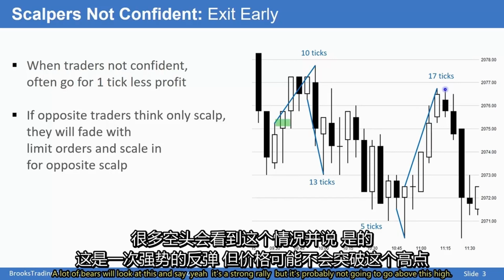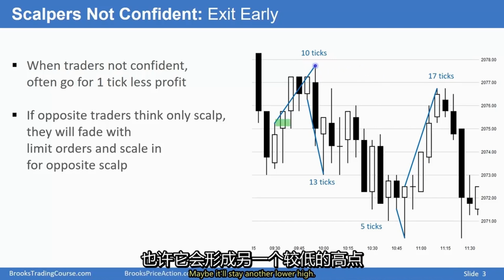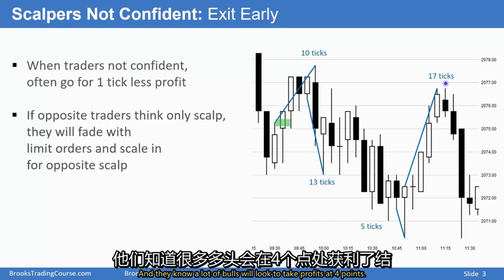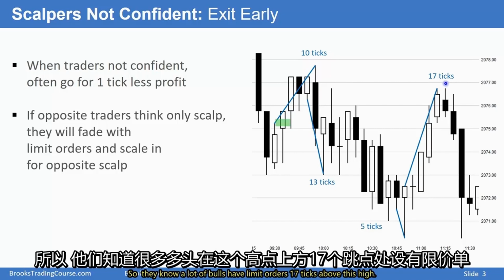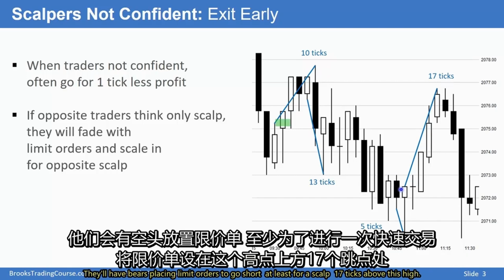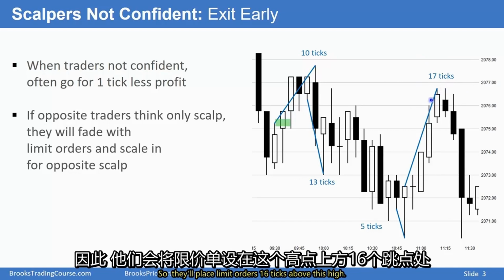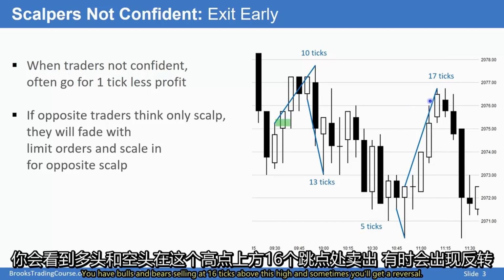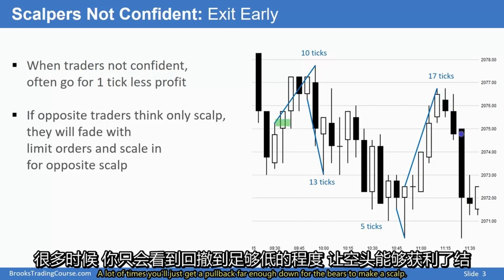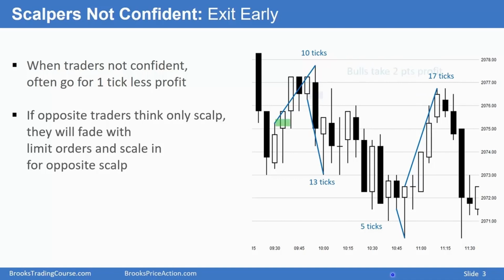A lot of bears will look at this and say, yeah, it's a strong rally, but it's probably not going to go above this high. Maybe it'll stay another lower high. And they know a lot of bulls will look to take profits at 4 points. So they know a lot of bulls have limit orders 17 ticks above this high. You'll have bears placing limit orders to go short, at least for a scalp, 17 ticks above this high. And they also know that this might be a 17-tick trap, so they'll place limit orders 16 ticks above this high. You have bulls and bears selling at 16 ticks above this high, and sometimes you'll get a reversal. A lot of times you'll just get a pullback far enough down for the bears to make a scalp.